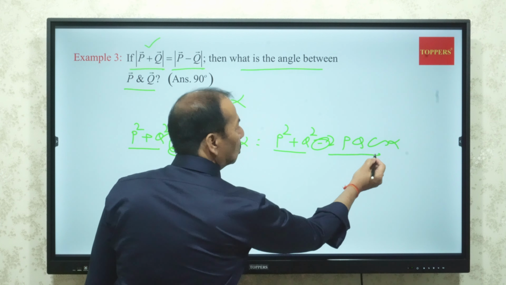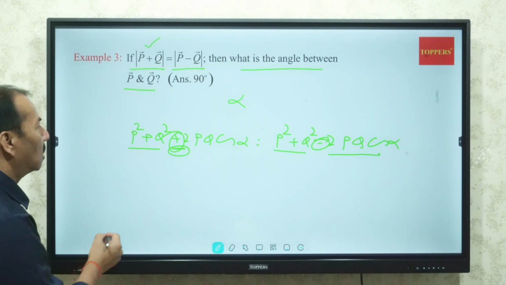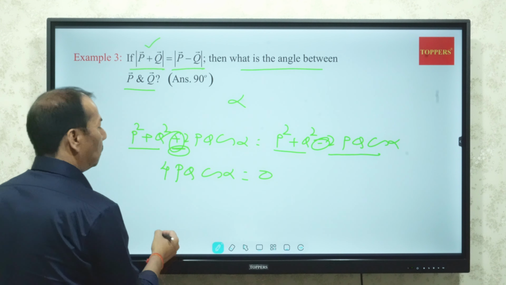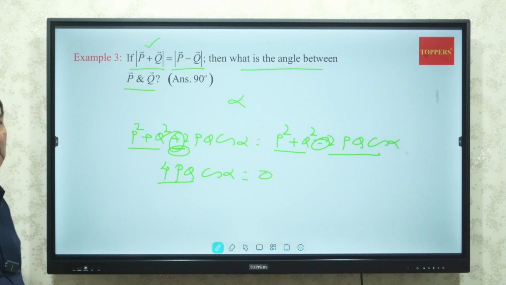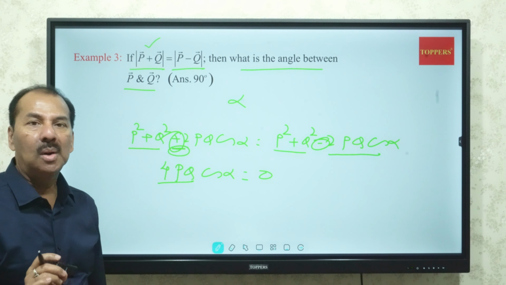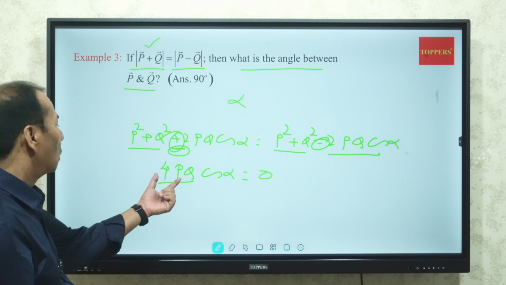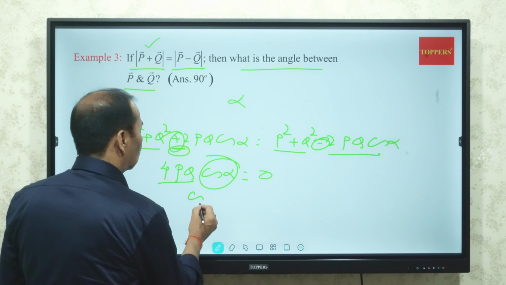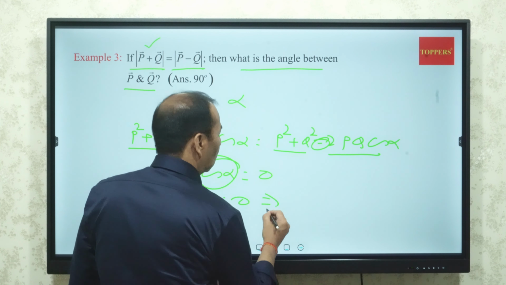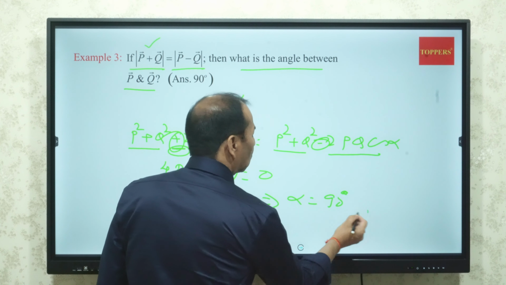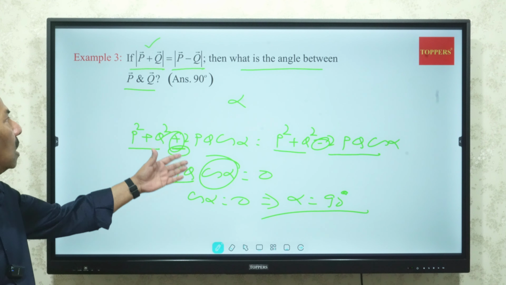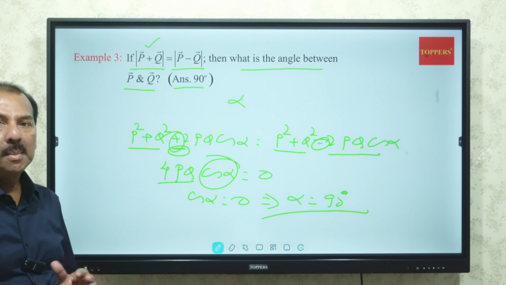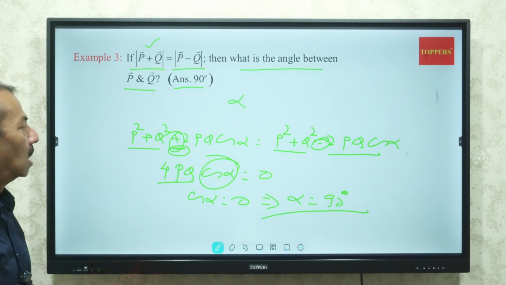If you bring this minus 2pq cos alpha to the left side, it becomes 4pq cos alpha, and that is equal to 0. 4pq cannot be 0 because p and q are vectors and they are not zero vectors, they have some magnitude. So cos alpha has to be 0, and when cos alpha is 0, this implies alpha is equal to 90 degrees, because cos 90 is 0. So the angle between vectors p and q is 90 degrees.